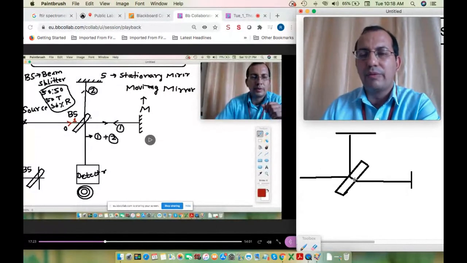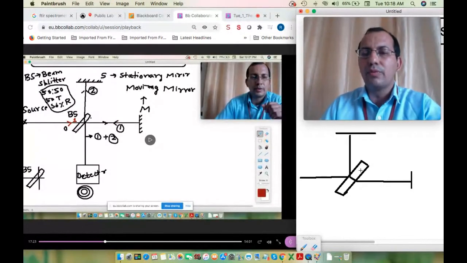Now for a layman, these two distances will be equal. Somebody will say that these are equal, but for a person who understands optics better, these are not equal because of this glass which is incorporated over there. So what you have to do is this, because in this case your beam is delayed.